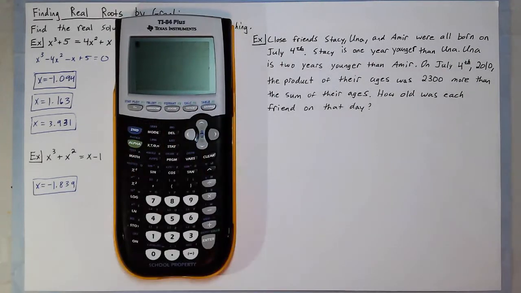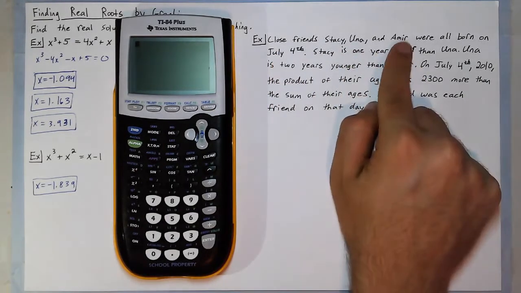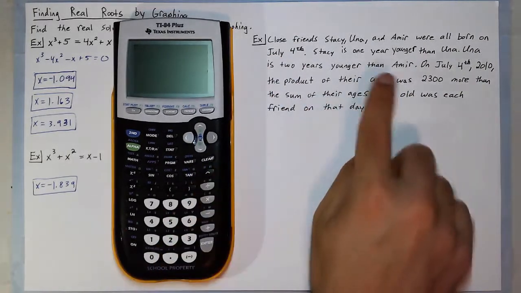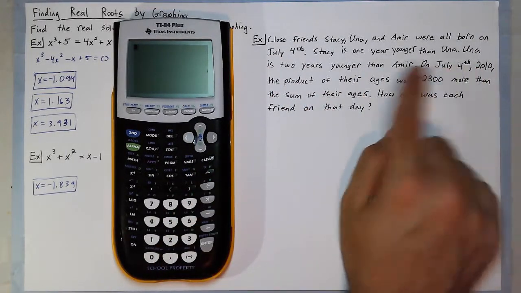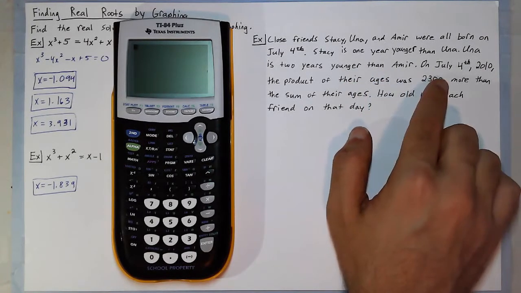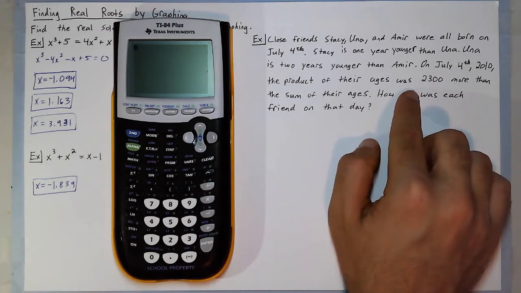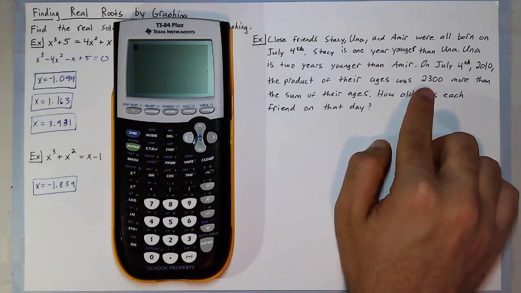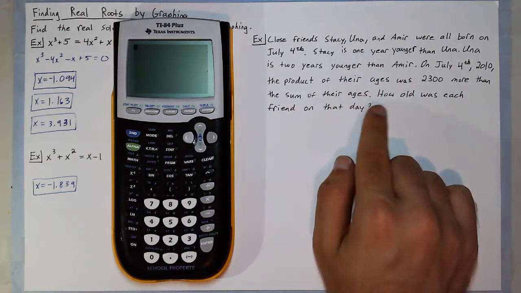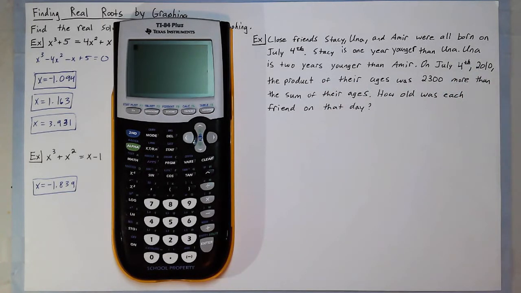Close friends Stacy, Una, and Amir were all born on July 4th. Stacy is 1 year younger than Una. Una is 2 years younger than Amir. And on July 4th, 2010, the product of their ages was 2,300 more than the sum of their ages. How old was each friend on that day, July 4th, 2010?